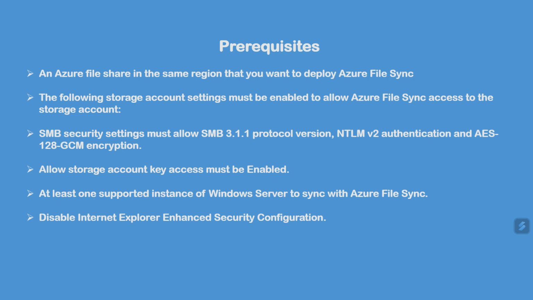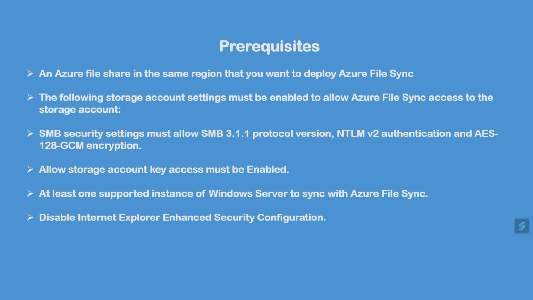So first we'll be discussing the prerequisites that are required before the deployment. You need an Azure file share in the same region that you want to deploy Azure File Sync service. Following storage account settings are also required. You would be needing SMB security settings: SMB 3.1.1 protocol version, at least NTLM v2 authentication, and AES-128-GCM encryption. All these are available to be selected on the portal itself.